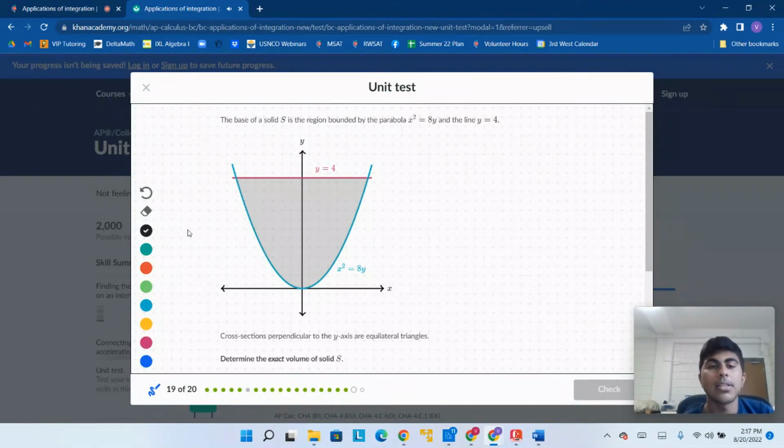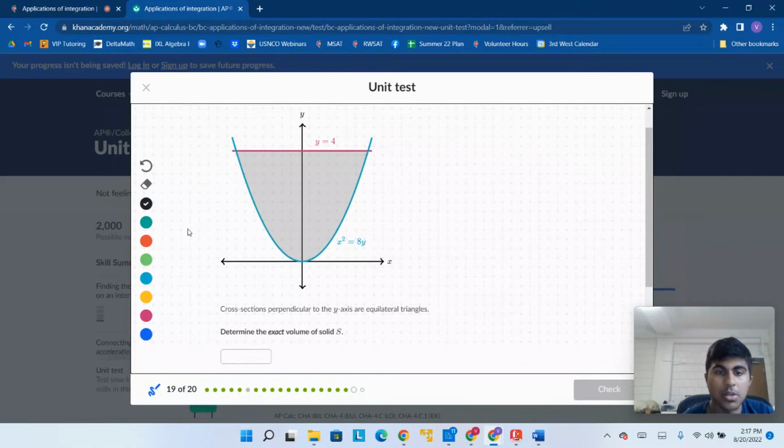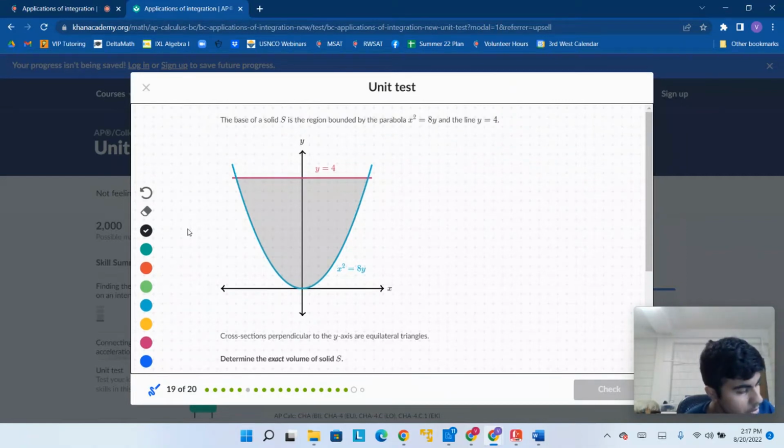The base of a solid S is the region bounded by the parabola x squared equals 8y and the line y equals 4. Cross sections perpendicular to the y-axis are equilateral triangles. They're perpendicular to the y-axis, so we do this in terms of y. So we have an integral right here that's going from 0 to 4. We start at y equals 0, we end at y equals 4.